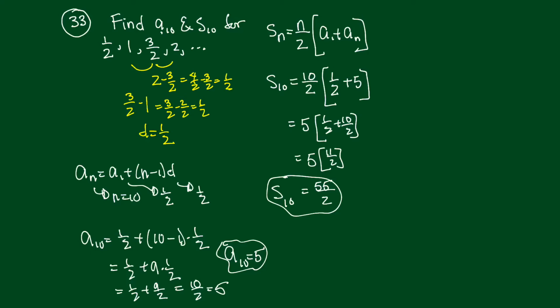So the problem asks us for two things. Let's just summarize. The 10th term we found to be 5, and the sum of those first 10 terms we found to be 55 over 2.